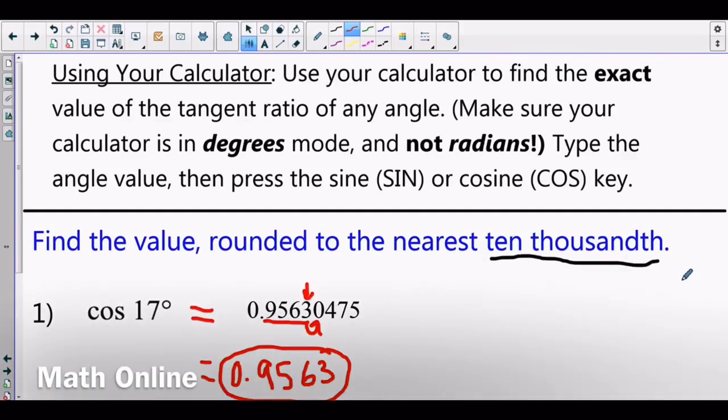Hopefully, you guys remember that when we're rounding to the nearest 10,000, all that means is to write 4 values after the decimal point, okay? But you got to check the next value after the 10,000's value, okay? So that's going to determine whether your 10,000 value increases by 1 or remains the same, okay? All right, so let's move on to the next slide. If you guys are ready, here we go.